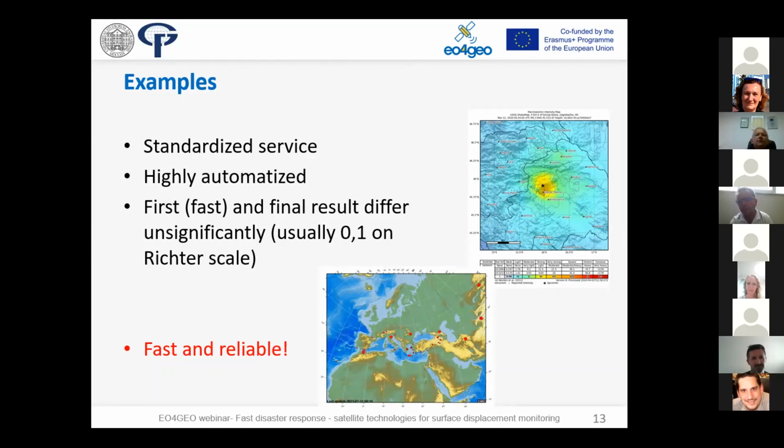So this service has been established exactly for the purpose which we are speaking about, providing fast and reliable information, and this service is doing this. But there is an infrastructure behind this, which is also enabling that this is really so.